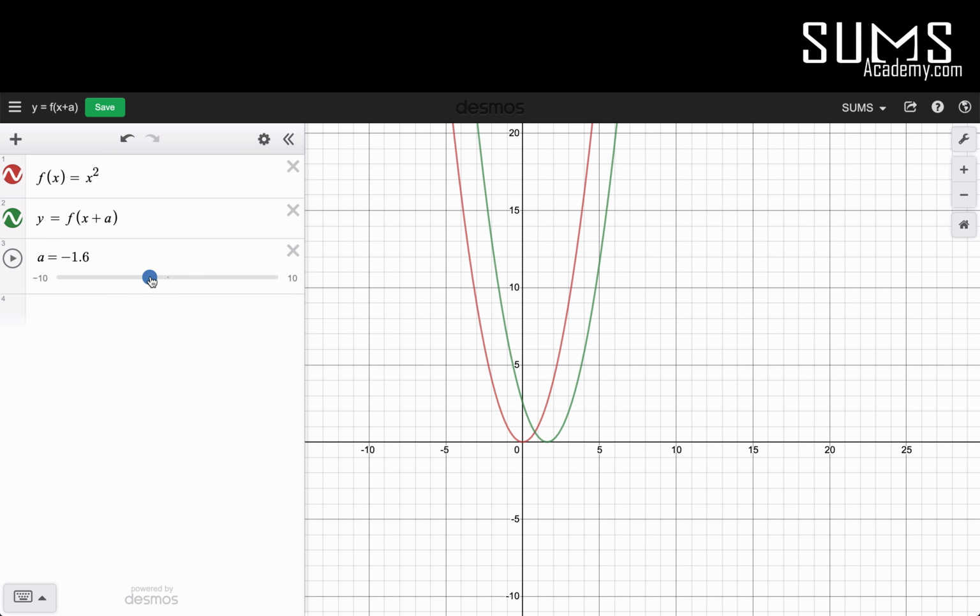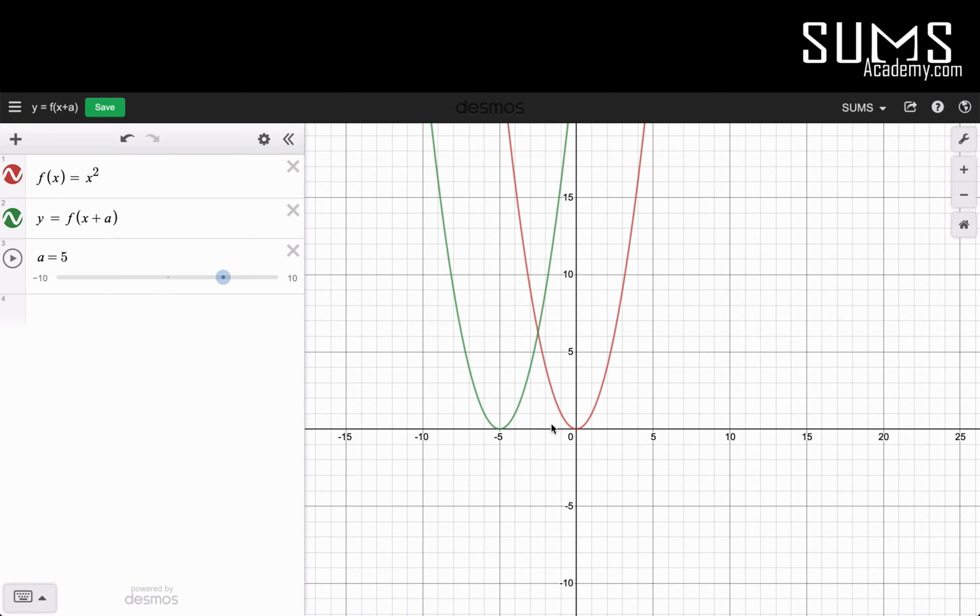So if we go over here, let's just say we want to add 5 in there. So if a is 5, we add 5. But what's happened here is it's actually moved to the left 5. Okay, so the graph has been moved to the left 5. What happens if we put -5 in there? Well, it's moved over to the right 5.